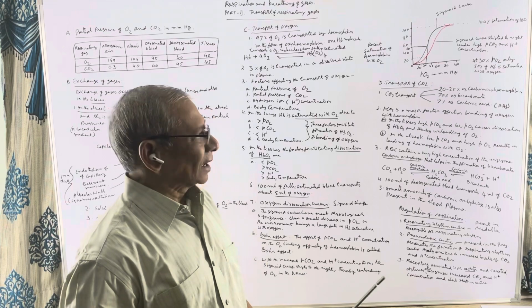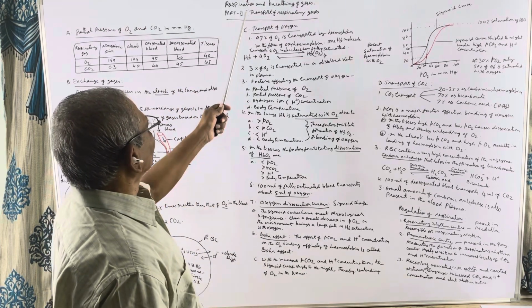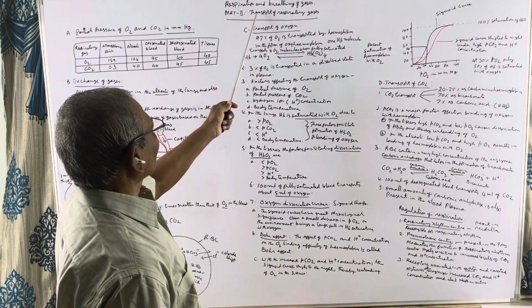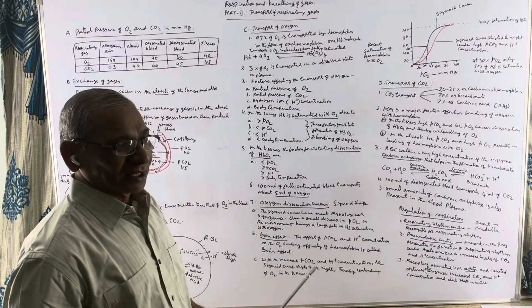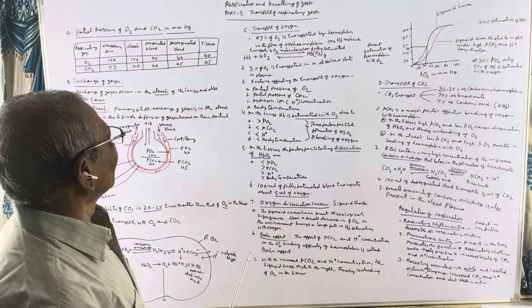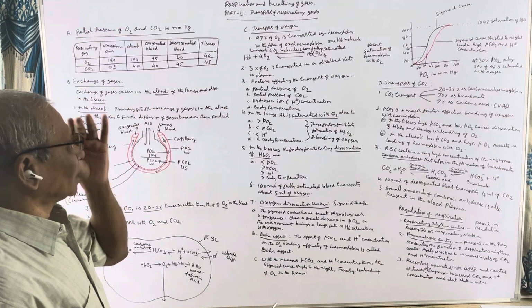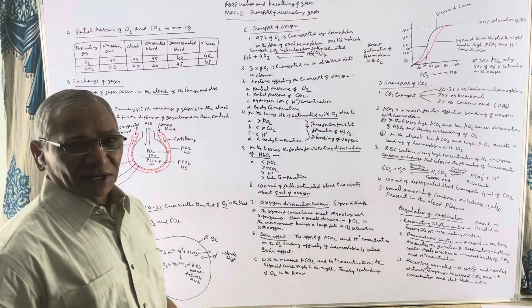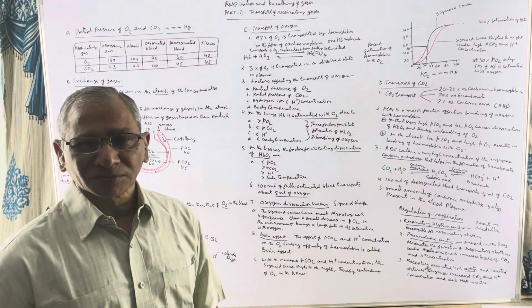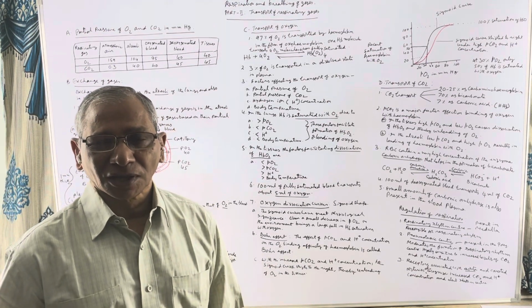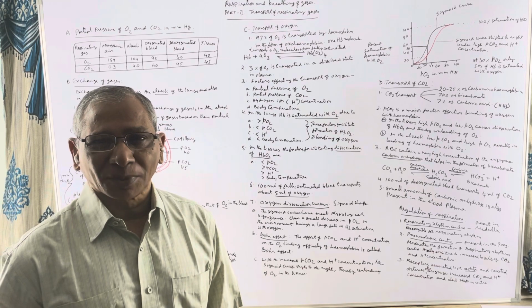Today, I am taking up the topic part 2, transport of respiratory gases under the chapter respiration and breathing of gases. So what are the respiratory gases? Oxygen and carbon dioxide, and both of them are transported by the blood.